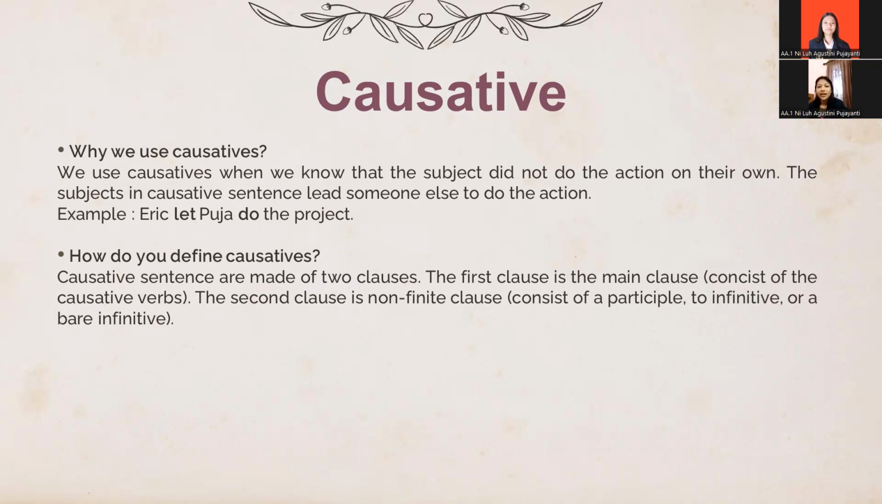And then, how do you define causatives? Causative sentences are made of 2 clauses. The first clause consists of the causative verbs, and it's called the main clause. While the second clause consists of a to infinitive or a bare infinitive, and it's called a non-finite clause. So both these clauses are subordinate clauses that are not complete without each other.